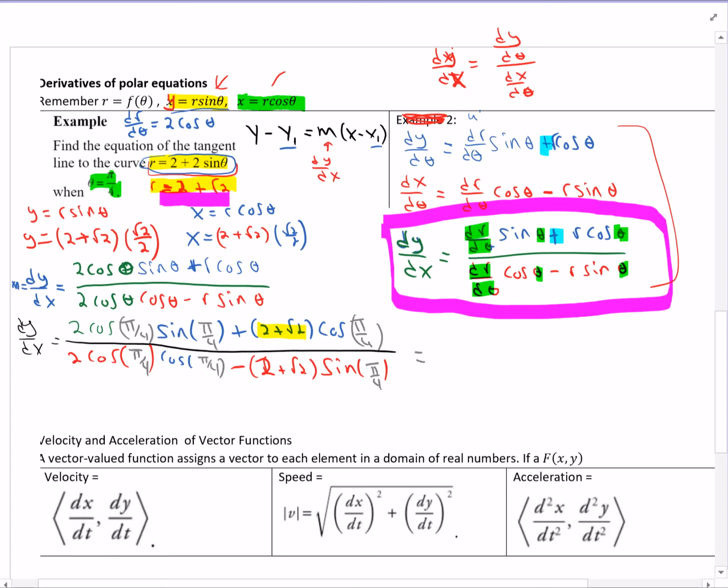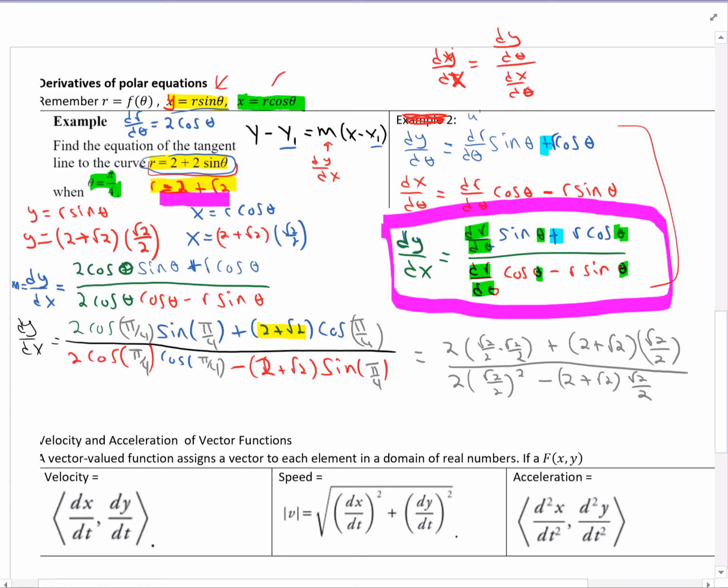And then we have to evaluate this whole mess, right? We actually need to figure out what number this is, which is pretty disgusting, but doable. So here we go. Both cosine of pi over 4 and sine of pi over 4 are root 2 over 2. So this is basically going to be 2 times root 2 over 2 times root 2 over 2. That's that cosine and that sine. Plus 2 plus root 2 times root 2 over 2. That's cosine of pi over 4. Same thing on the bottom. It's going to be 2 cosine of pi over 4 times cosine of pi over 4, like cosine squared, right? So that's root 2 over 2 squared, minus 2 plus root 2 times root 2 over 2.